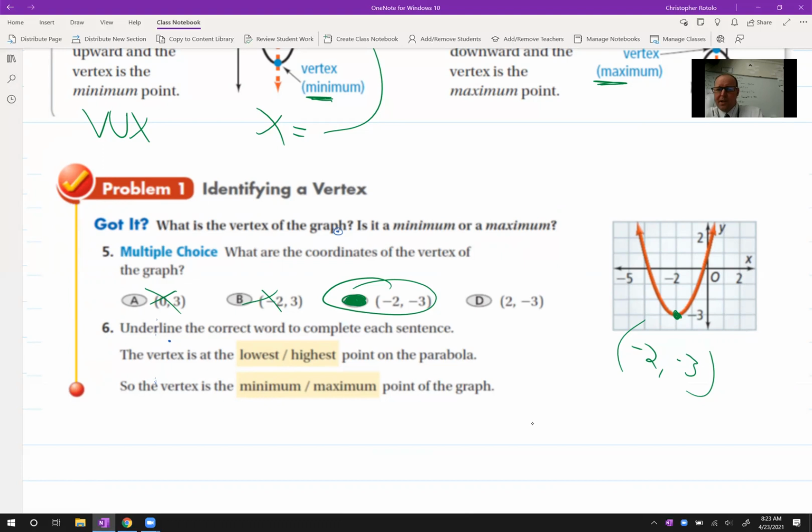All right, so for this one, this thing opens up, right? It opens up. So this vertex here, I'm going to label this point as V for vertex. That's the lowest point that I see here. That makes it a minimum, okay? So I'm going to tie that vocab together.